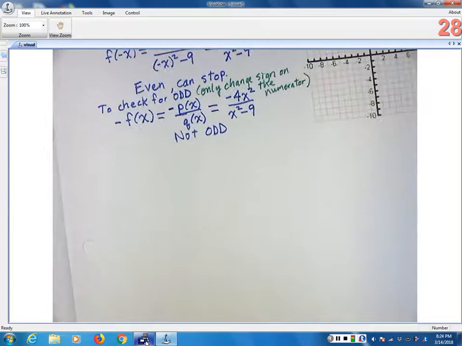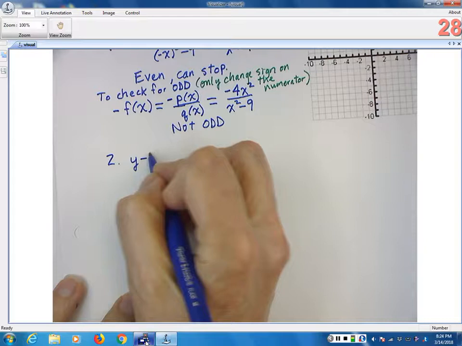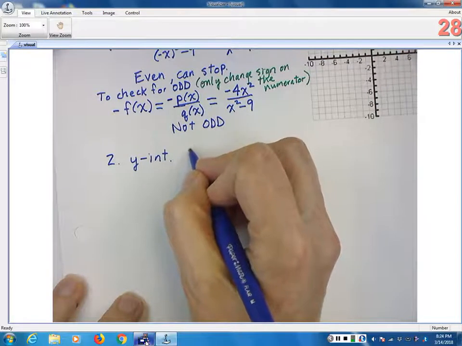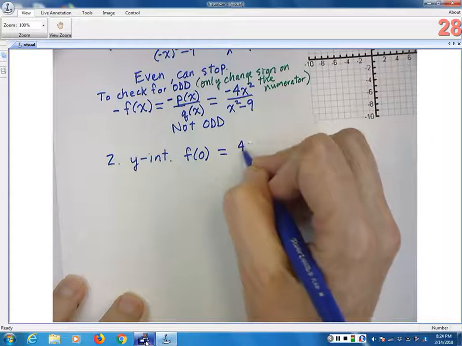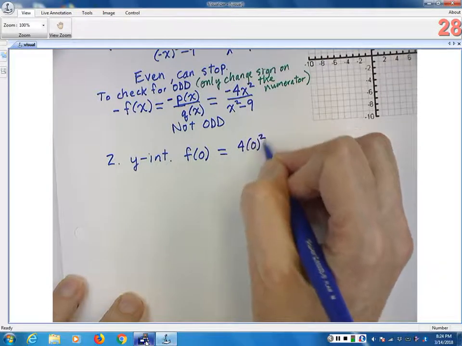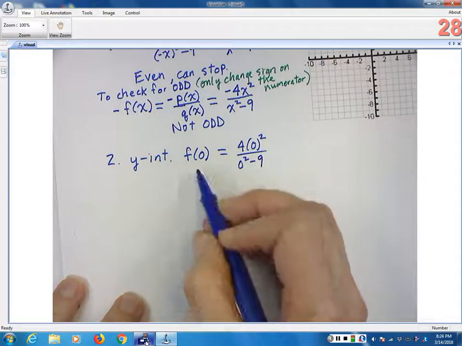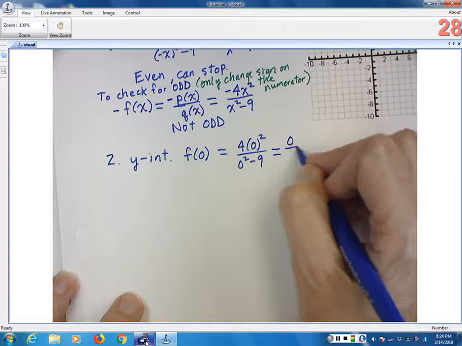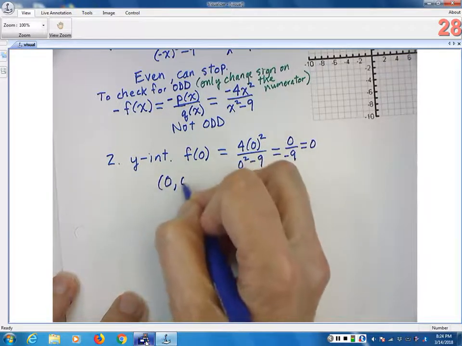Now we're going to see the y-intercept. For the y-intercept, we want to set x to 0. That's f of 0 is 4 times 0 squared over 0 squared minus 9. Everywhere we have an x, we replace it with 0. You get 0 over negative 9 is 0. So the y-intercept is 0, 0.